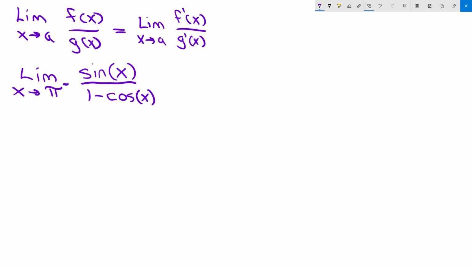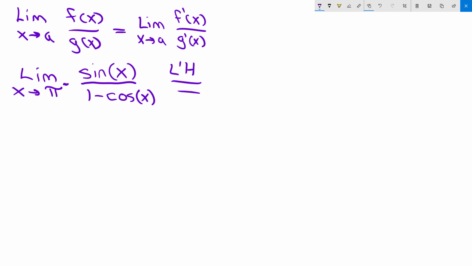So we do a little bit of trig here, and we have the limit as x approaches pi from the left of sine of x over 1 minus cosine of x. And what I'm going to do for this example is just apply L'Hopital's right away. I'm not going to try evaluating it. We're going to assume this is an indeterminate form and see what that turns into. So let's consider what happens there.